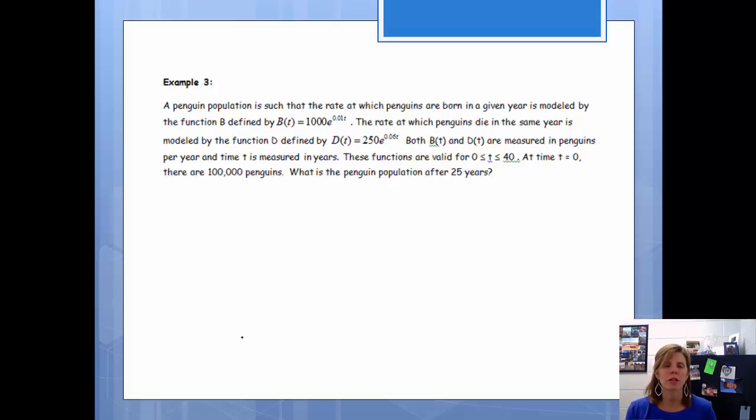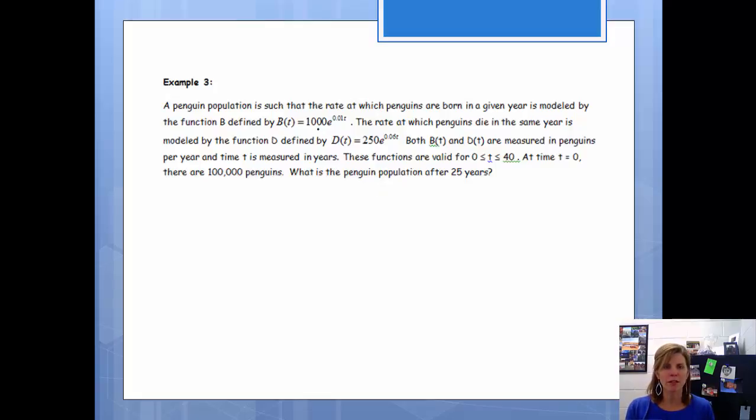A penguin population is such that the rate at which penguins are born in a given year is modeled by the function b, defined by b of t equals 1,000 e to the 0.01 t. The rate at which penguins die in the same year is modeled by the function d, defined by d of t equals 250 e to the 0.06 t. Both b of t and d of t are measured in penguins per year, and t is measured in years. These functions are valid for any years between 0 and 40. At time t equals 0, there are 100,000 penguins. What is the penguin population after 25 years?